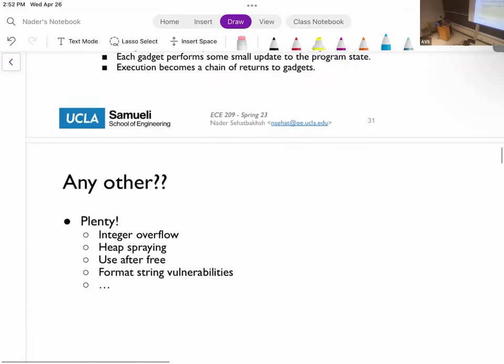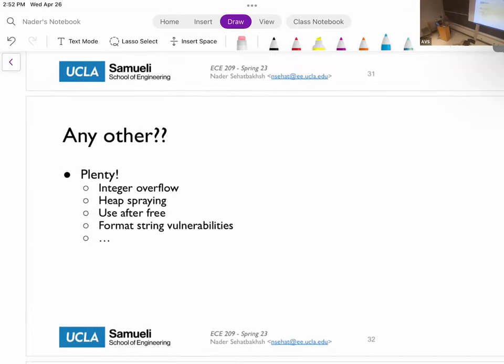I talked about return-oriented programming, but control flow hijacking is not the only way of doing buffer overflow. You can use buffer overflow or things similar to it, with similar concepts, in order to corrupt your memory. There are things like integer overflow, heap spraying, use after free, format string vulnerabilities, and so on and so forth. The list is actually quite long. Each one is slightly different from the other. We don't have time to go through them because this is not a software security class. But if you're interested, definitely go and take a look at these others.